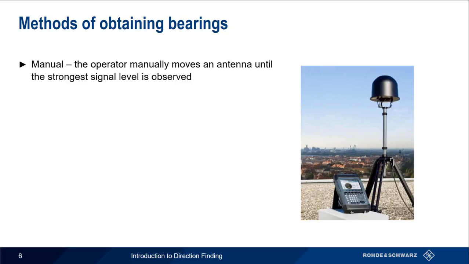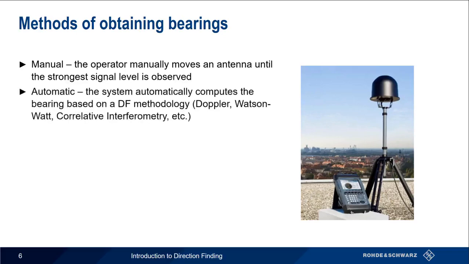However, serious direction finding is usually based on automatic direction finding methodologies. In this case, our system automatically determines bearings based on one or more changes in the signal characteristics. There are many different types of automatic direction finding, such as Doppler, Watson-Watt, etc., and we'll spend the majority of the remainder of this presentation giving you a technical overview of how they work.